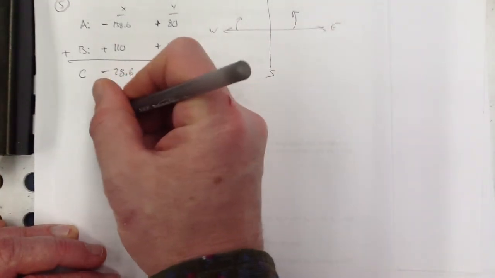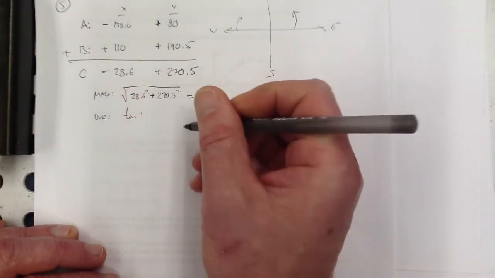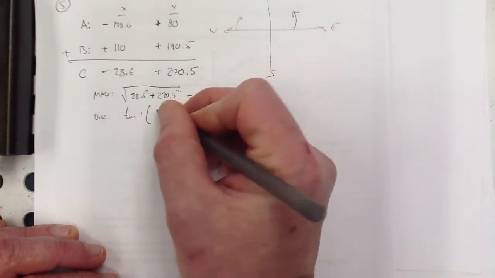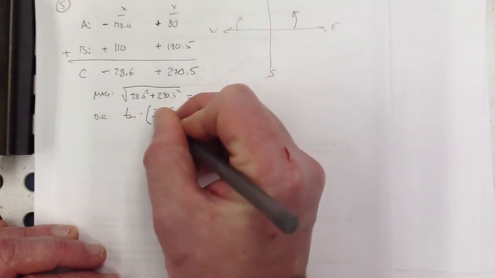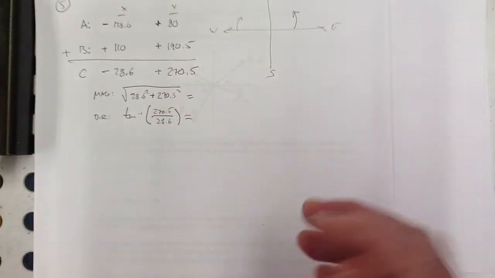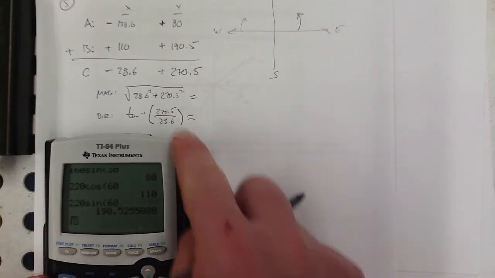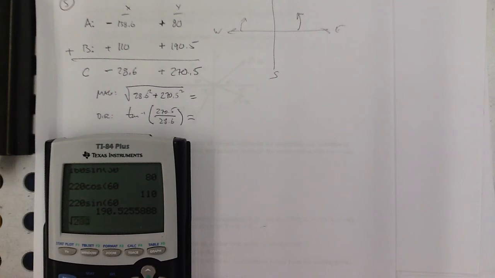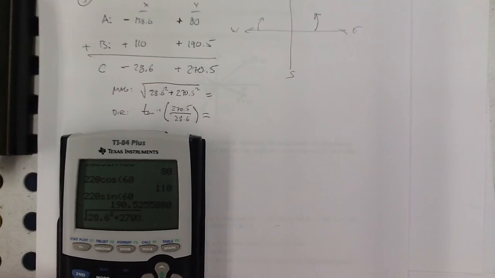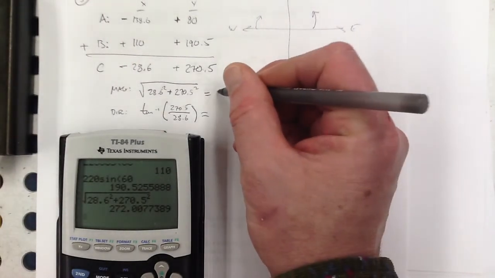And the direction is the tangent inverse of y over x. Don't care about any of the negative signs. Just stay positive. And so let's see, 28.6 squared plus 270.5 squared gives me about 272.